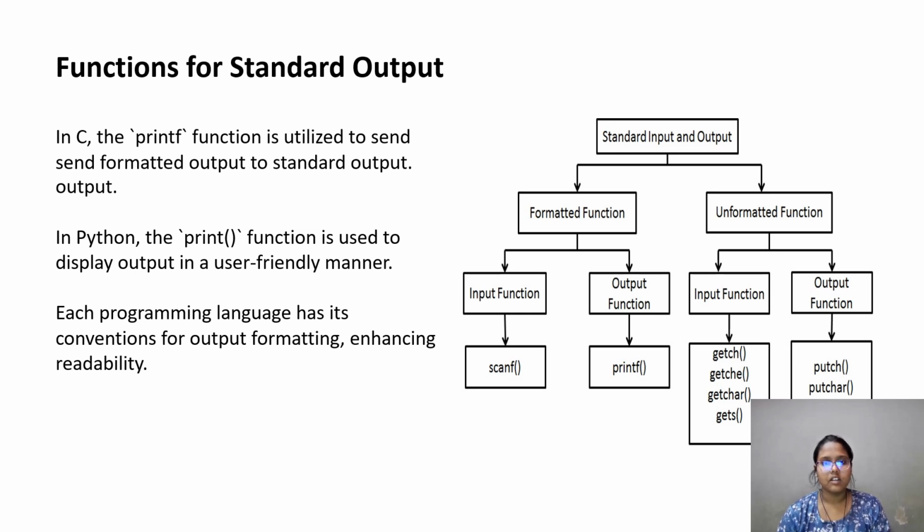Here we can see the standard input and output. There are two types: formatted functions and unformatted functions. The formatted functions have two types: input functions and output functions. The input function is scanf, the output function is printf. The unformatted functions also have two types: input functions and output functions. The input functions are getch, getche, getchar, gets, and the output functions are putch, putchar, puts.